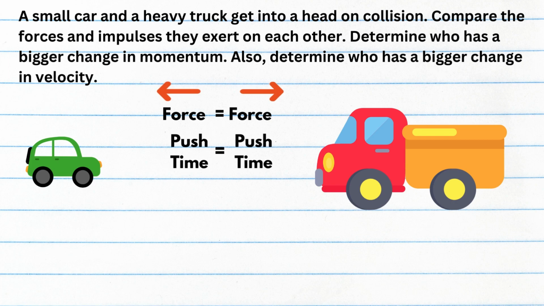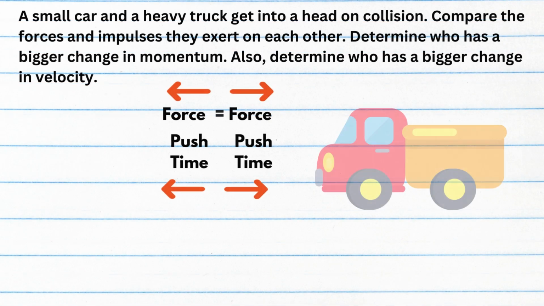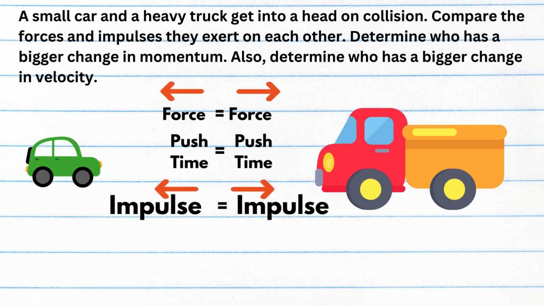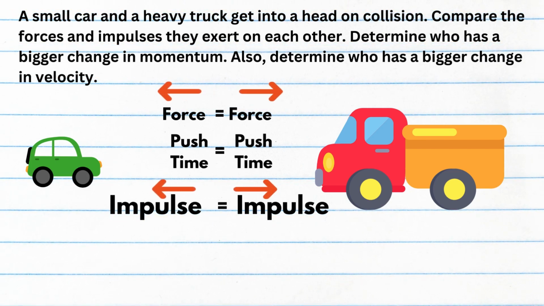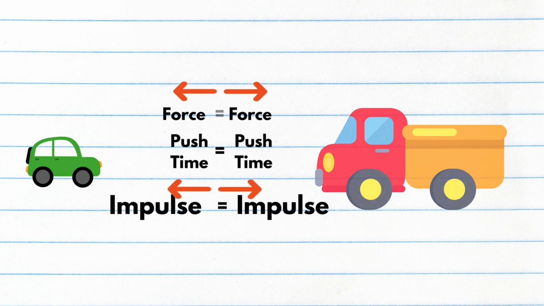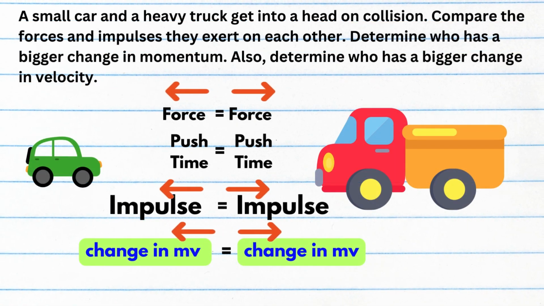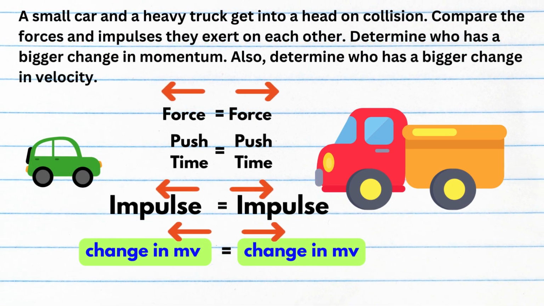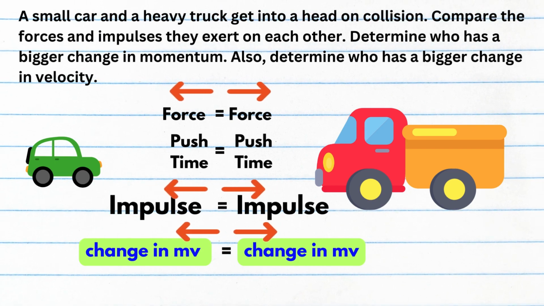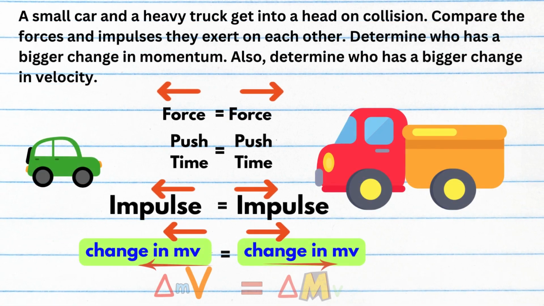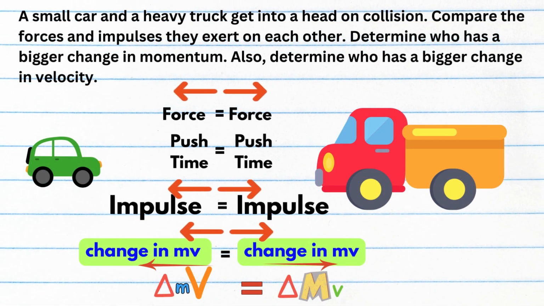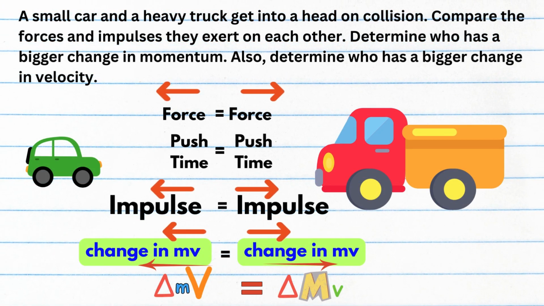Now, force times time is impulse, which means they're both going to exert the same amount of impulse on each other, but in opposite direction. Now, impulse equals change in momentum. So the change in momentum for the car and the truck is going to be equal and opposite as well. The only difference is, since a car has a small mass, it's going to have a big change in velocity, and the truck has a big mass, therefore a small change in velocity.